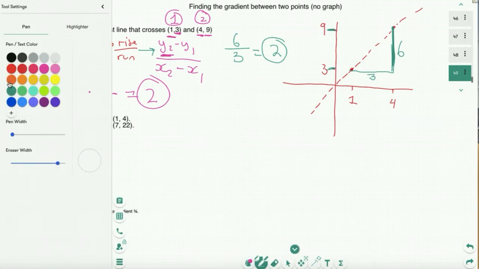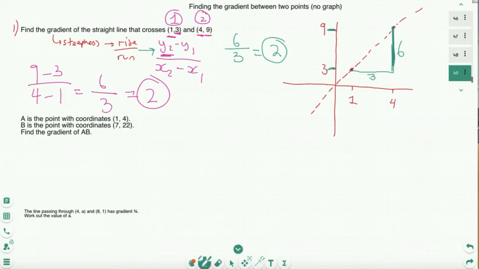Next one. A is the point with coordinates 1, 4. B is the point with coordinates 7, 22. Find the gradient of AB. Well, basically, guys, AB is the line in between A and B. So same as the previous question, we draw a sketch out. We have coordinate A, which is 1, 4. Let's say it's here, and B is 7, 22, which is above here.